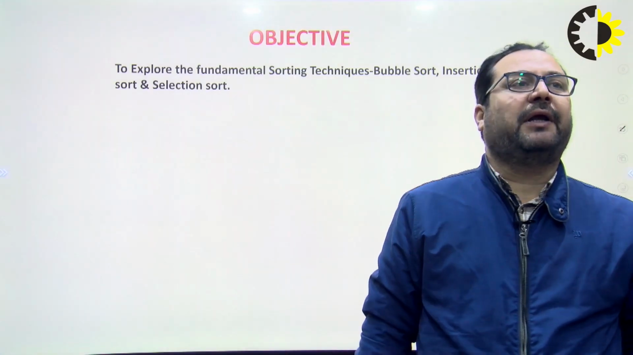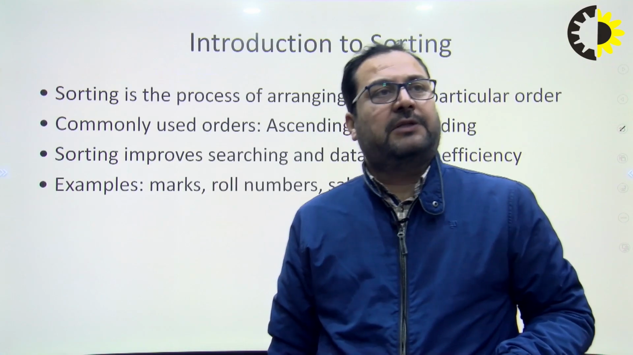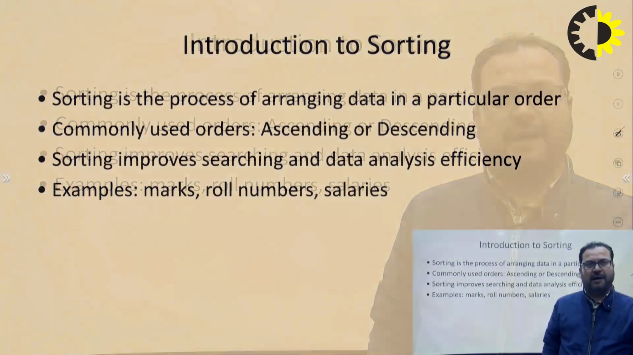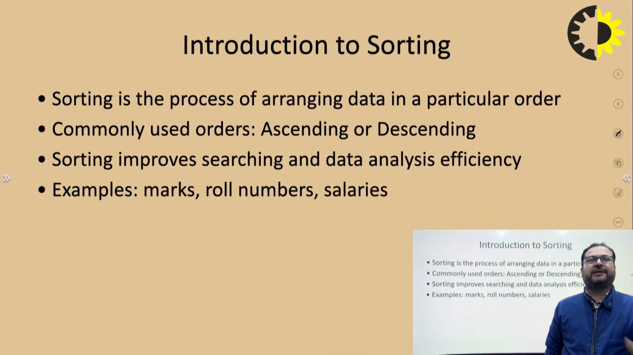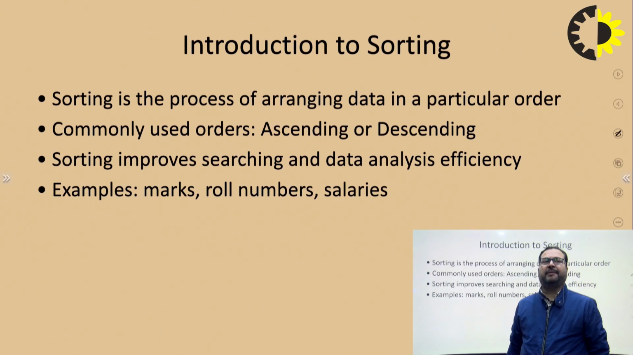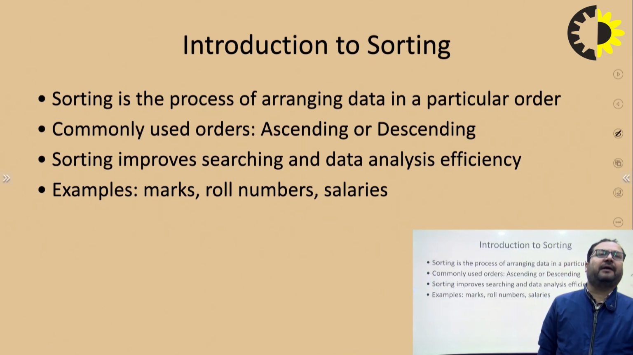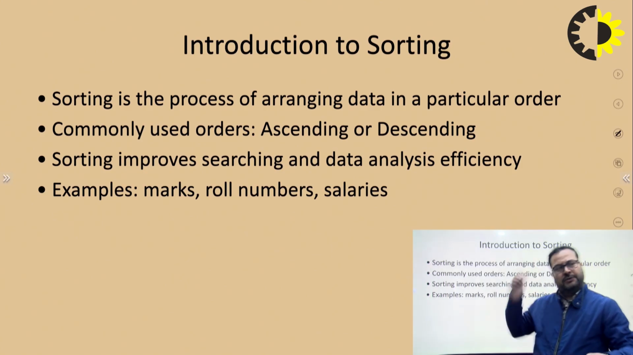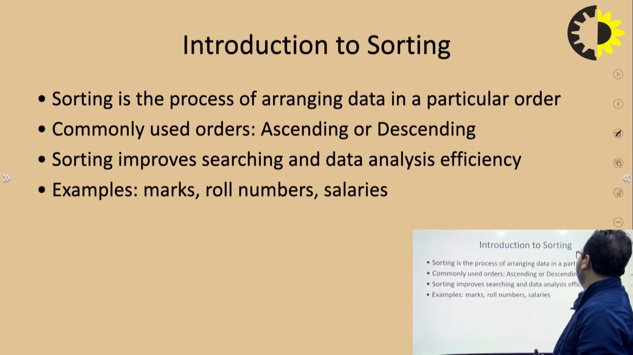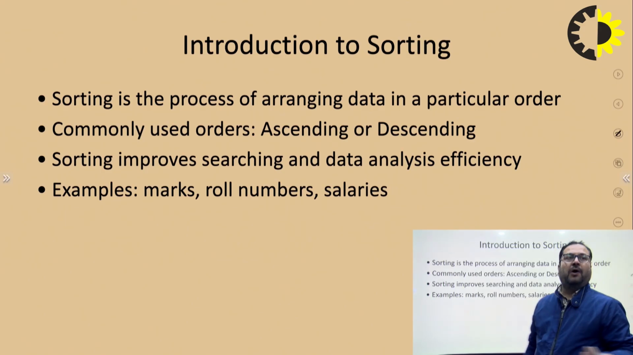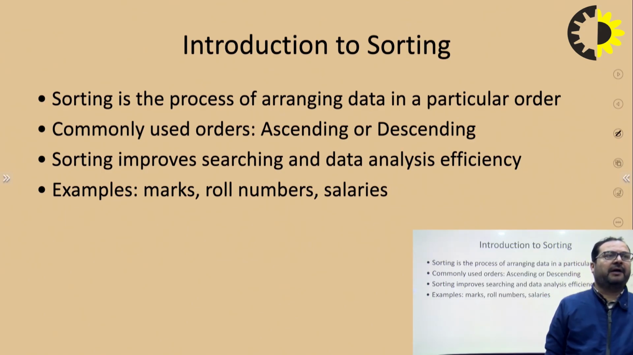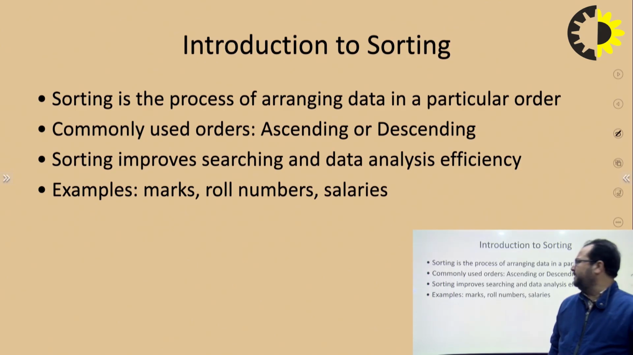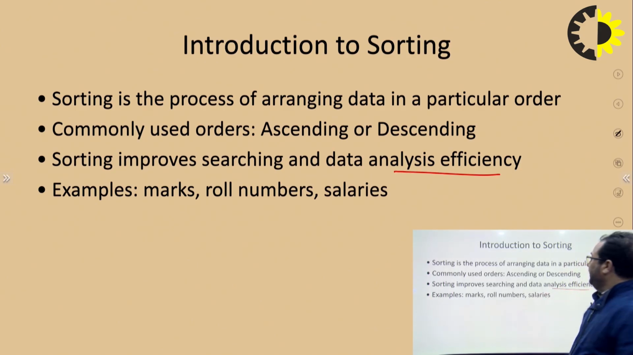So what is sorting? Sorting is an operation by which we can arrange elements in a particular order, either increasing or decreasing order. Sorting is the process of arranging data in a particular order, and the order is either ascending or descending. It improves searching and data analysis efficiency, right?